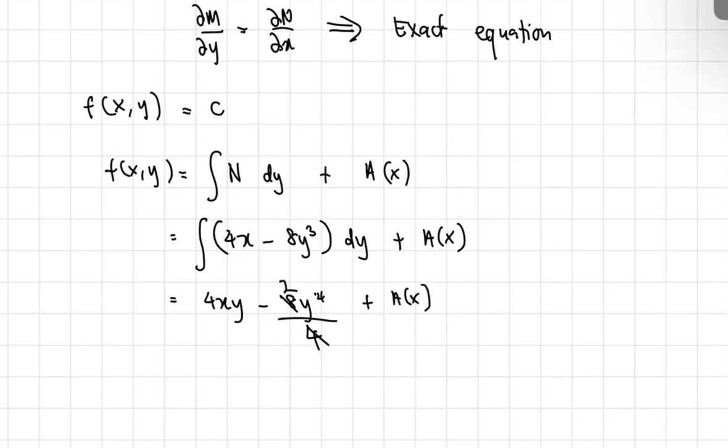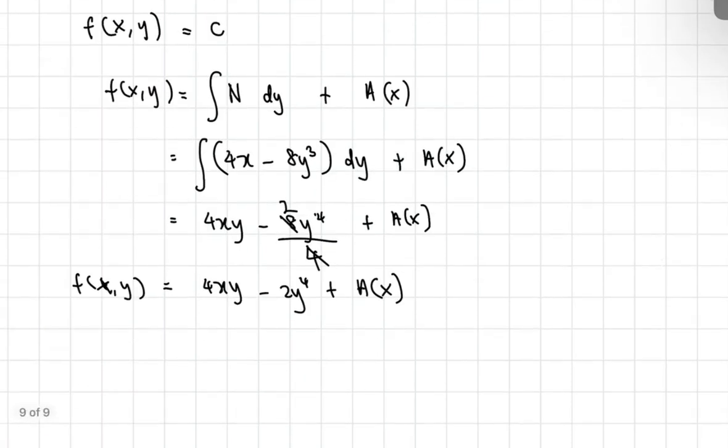So let's rewrite this one. f(x,y) is 4xy minus 2y to the power of 4 plus a(x). Now we are looking for what is a(x). To find a(x), first you need to differentiate f with respect to x. So differentiate this one with respect to x.